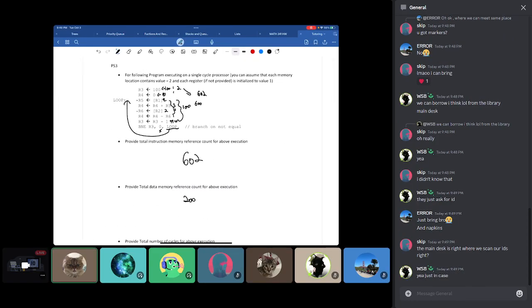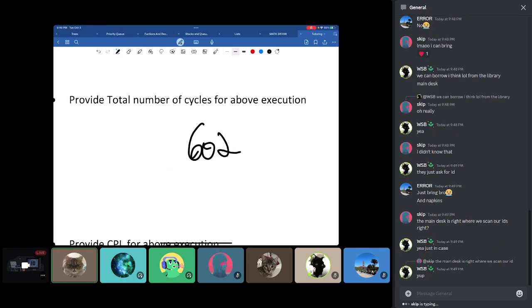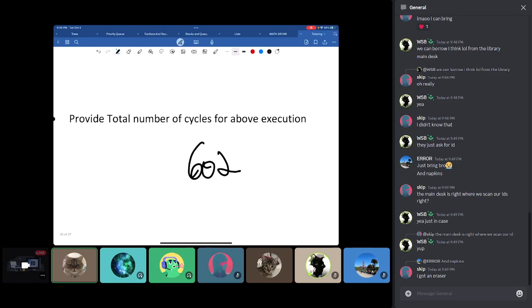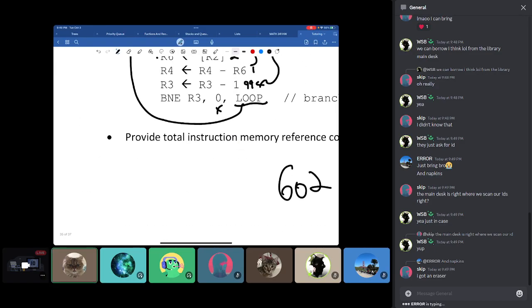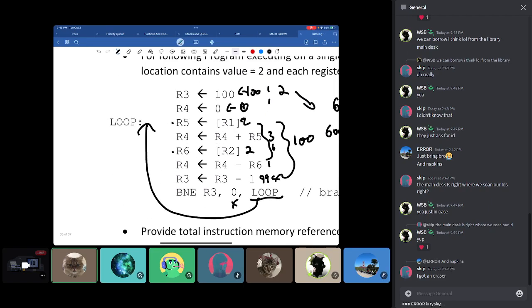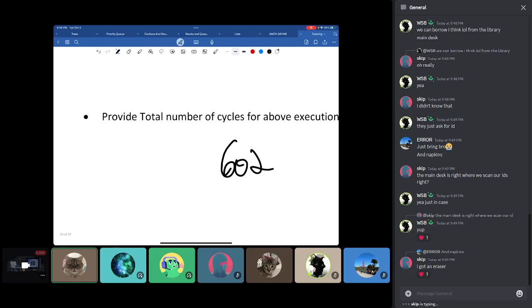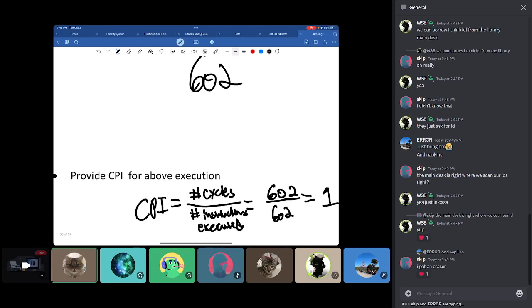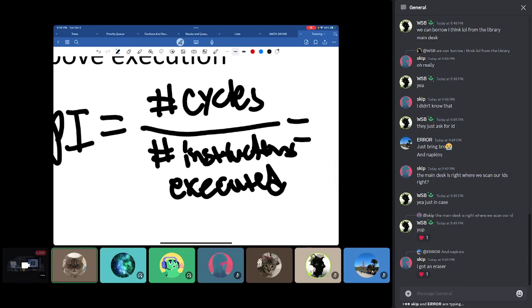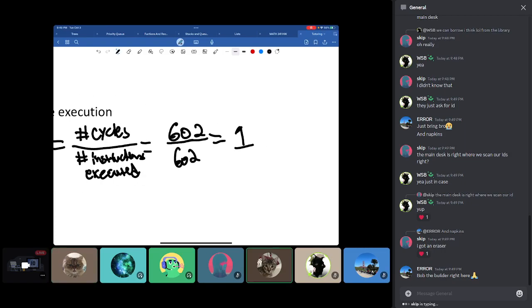So the answer is 602. And then here, number of cycles, that's 602 because fetch, decode, exec, mem, that's 1 cycle. But also fetch, decode, exec, write without mem, that's also 1 cycle. So basically, total instruction memory references and the number of cycles in this question are the same. And then for CPI, it's just the number of cycles divided by the number of instructions, which is 602 divided by 602, which is 1. Got it. Thank you so much. Yep.